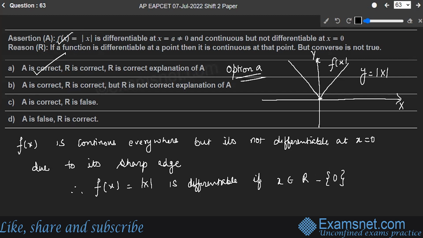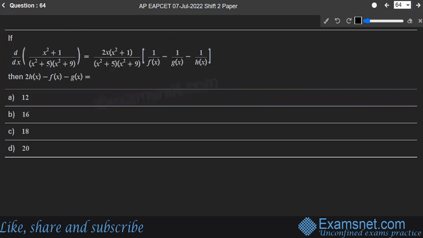Next is question number 64. So if the derivative of this whole expression is equal to this, then this expression is equal to what? All right. First of all, let's assume y is equal to (x squared minus 1) divided by (x squared plus 5)(x squared plus 9). Right? Now taking log on both sides.